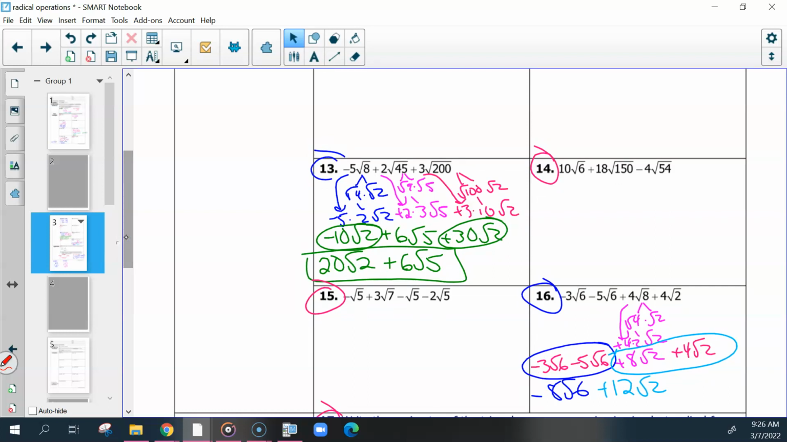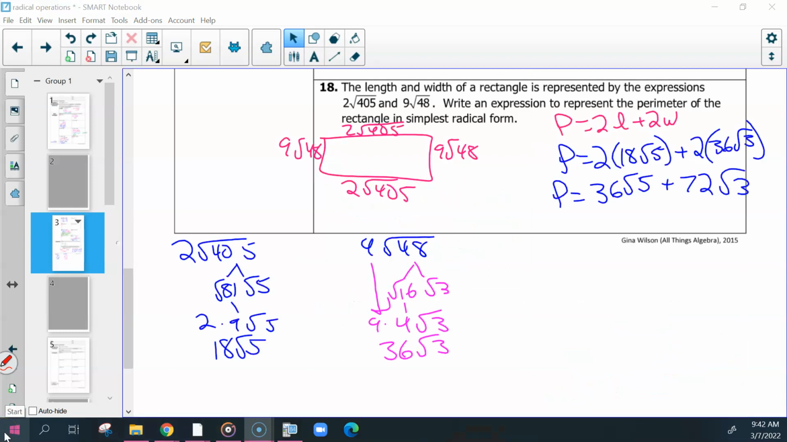Work on those for the next 10-ish minutes, 5 to 10 minutes, and then we'll come back and we'll check those and then start the second part of this. So we can start on the next part. We probably won't finish that, but it's okay.